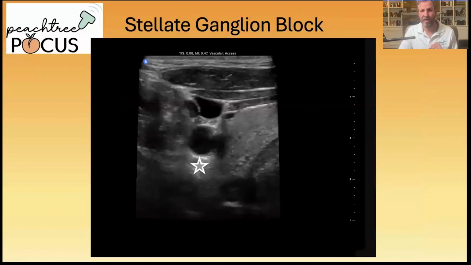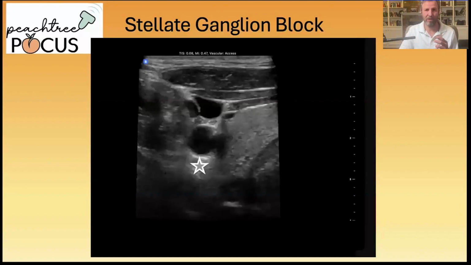I also want to highlight a less common but awesome use of ultrasound in the setting of cardiac arrest: the stellate ganglion block. Here's an image you're likely familiar with. The internal jugular and carotid artery can be seen here. The stellate ganglion, which is not something you can see, sits just below the carotid artery, and that's marked here with the star on the screen. The stellate ganglion is part of the sympathetic nerve bundle.